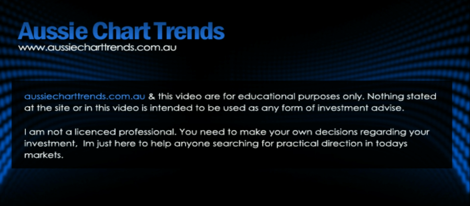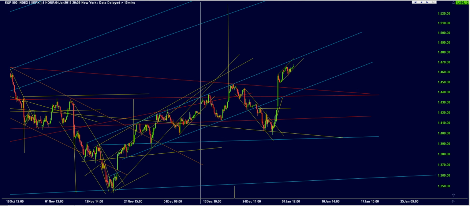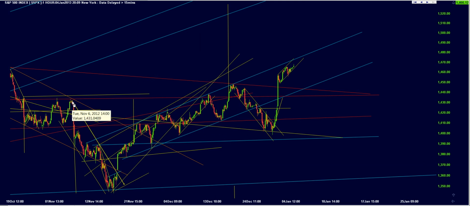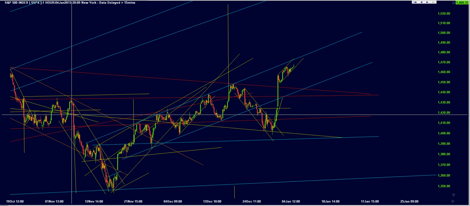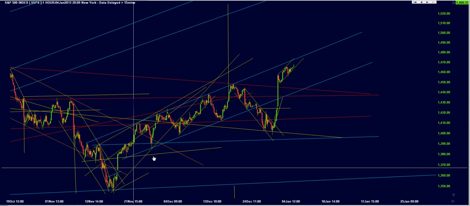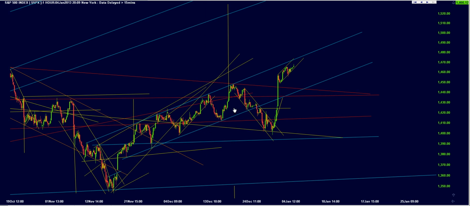Firstly, looking at the hourly chart here of the S&P 500, we've been looking at this inverted head and shoulders pattern now for some time. For those people who are new to watching these videos, I just need to state that we have a left shoulder here, a head, a right shoulder with a handle breakout.